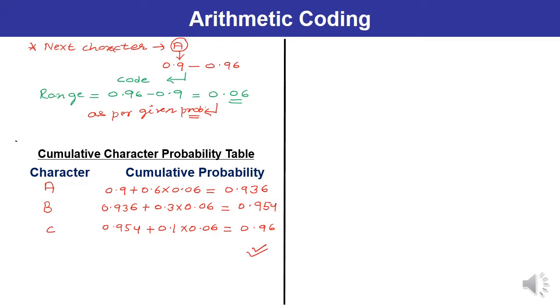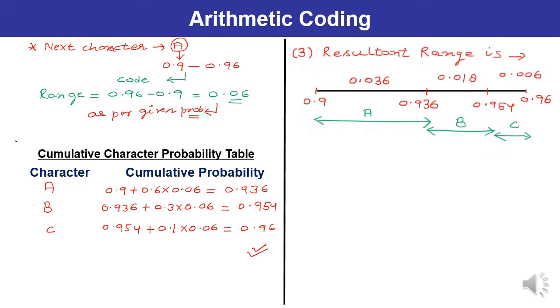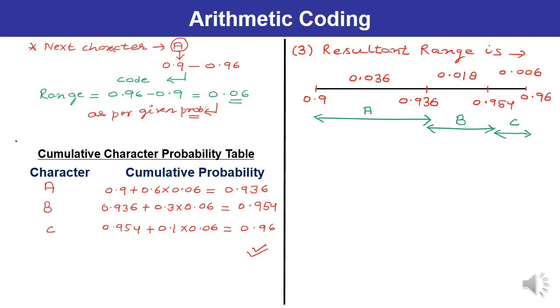Where the second character you have taken into consideration. So what would be the resultant range now? Again, you need to plot the scale. See, the resultant range will start from 0.9 and go up to 0.936, which is for A. Then B starts from 0.936, goes up to 0.954, and C starts from 0.954 and goes up to 0.96. So this is how you have calculated it, and the resultant range is now being identified.